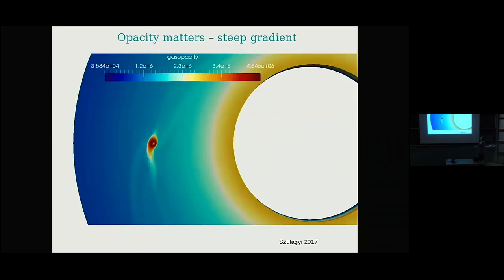For us, it turned out that the opacity does change quite a bit around the planet. So this is a relatively small mass planet, 5 Earth masses. What you see is the opacity.